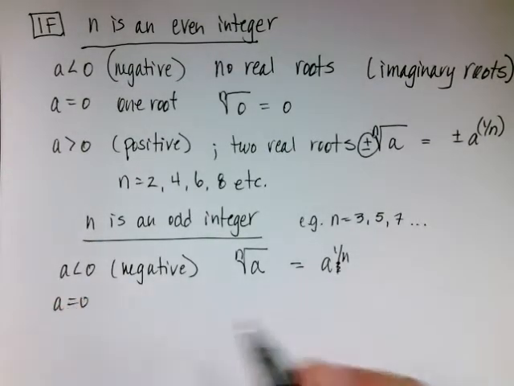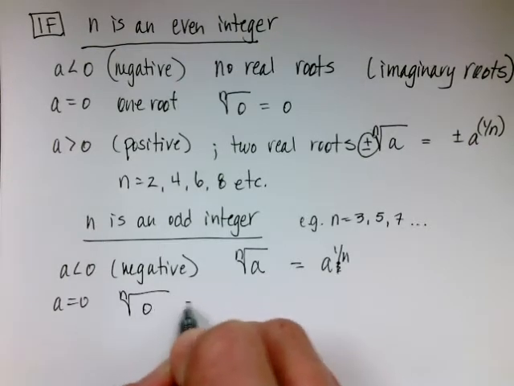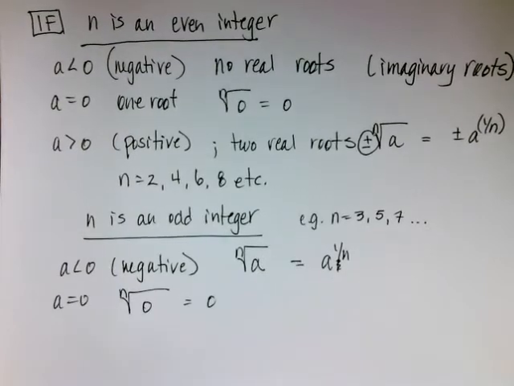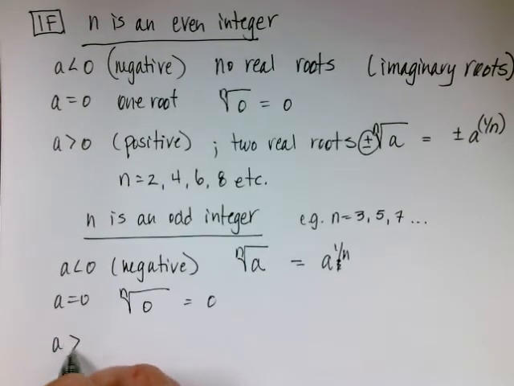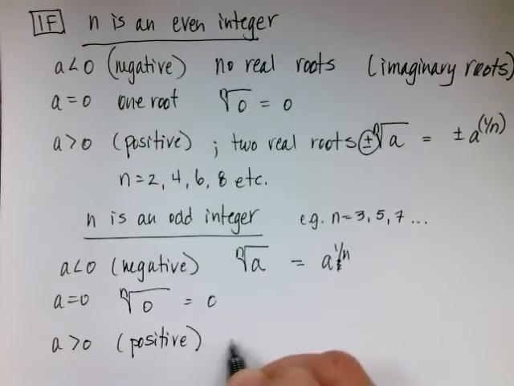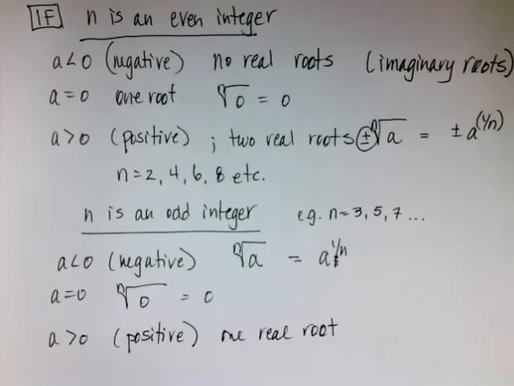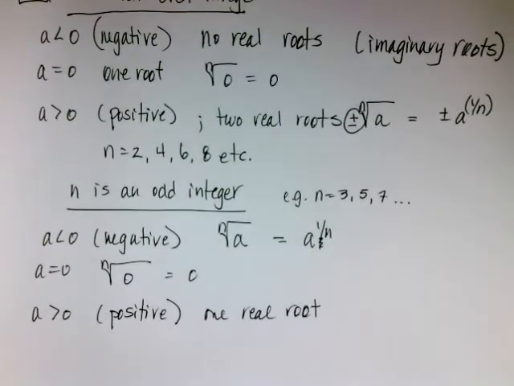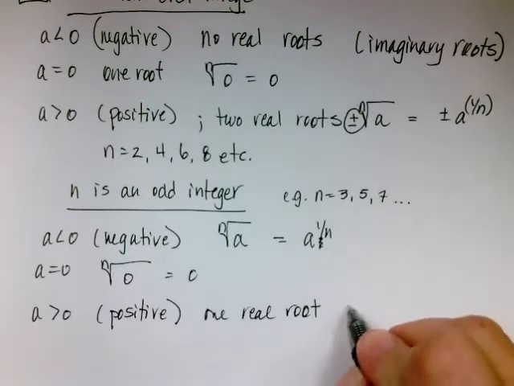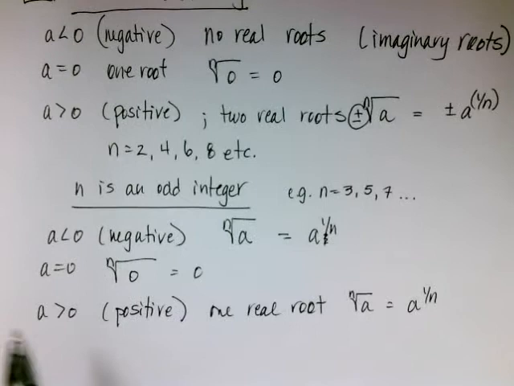If a is equal to 0, again, it's pretty boring. That means I'm going to take the nth root of 0, and I'm going to get 0. If my a is greater than 0, which means that it is positive, then I'm going to get one real root, because the signs become more important when I'm talking about odd integers. So if I took the nth root of a, then it would be a to the 1 over n, and it would have one solution.